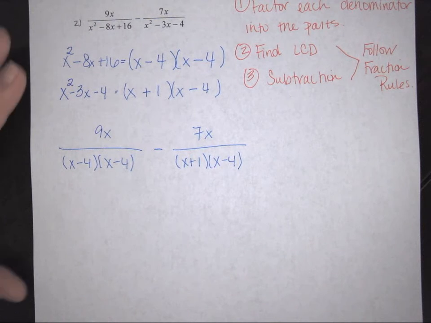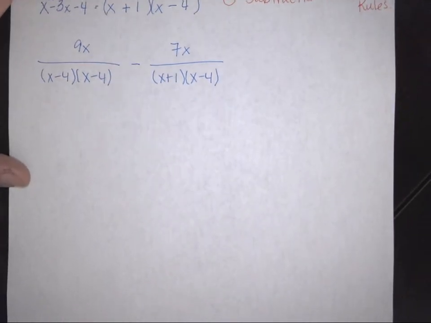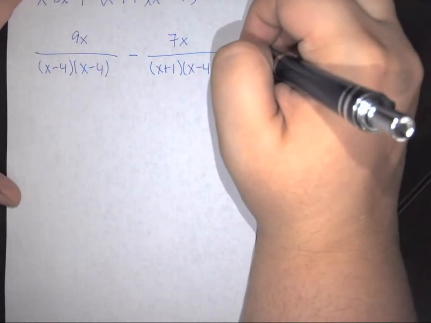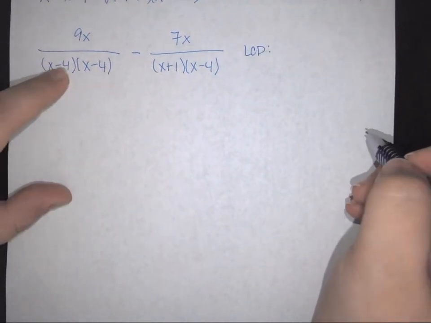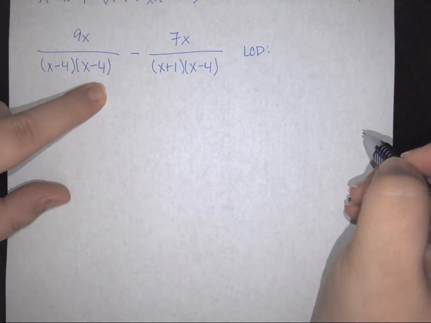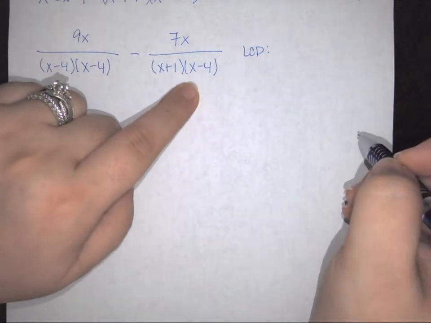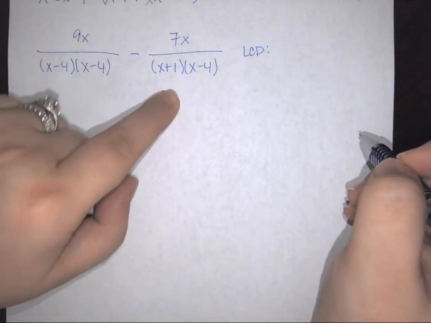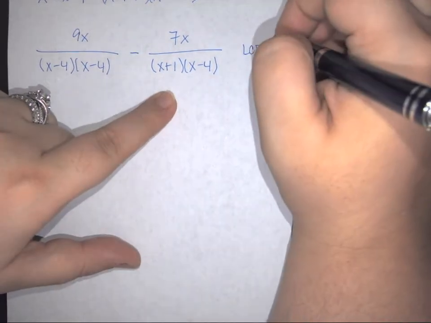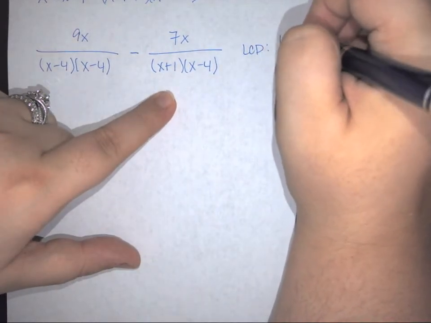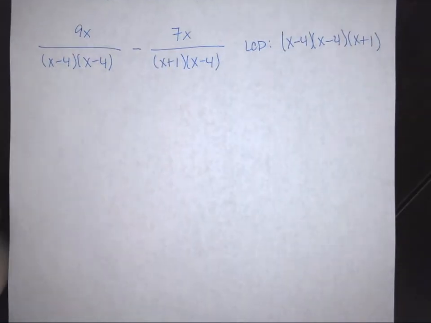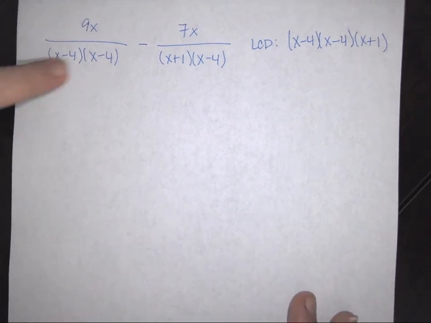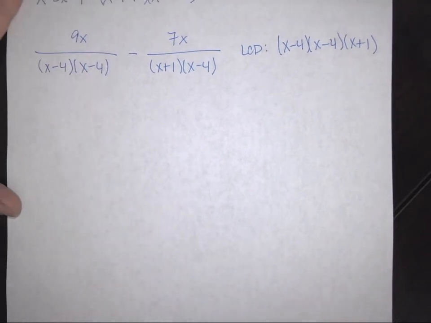So here I have to be able to identify my least common denominator. So I have to look at what do I have. Well, under my first rational I have 2 x minus 4's. Under my second rational I have 1 x minus 4 and an x plus 1. Therefore my least common denominator has to be x minus 4 times x minus 4 times x plus 1. Okay? If you look at the first rational, what's missing is just simply the x plus 1.